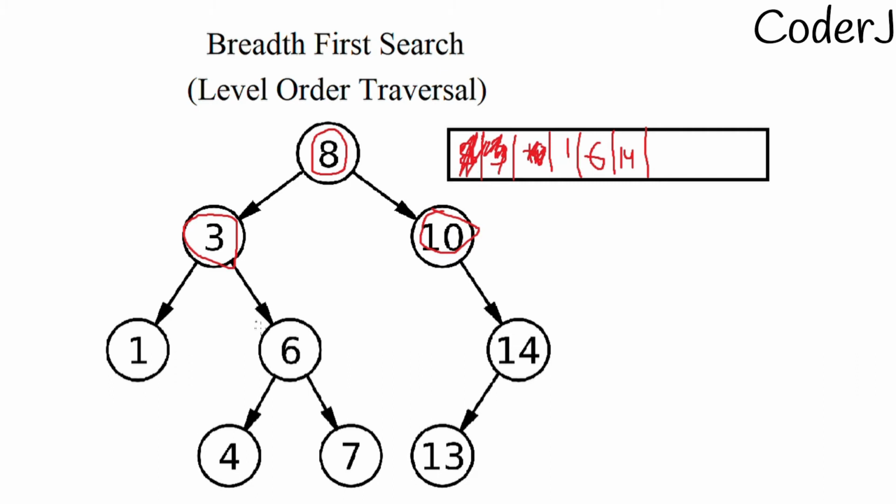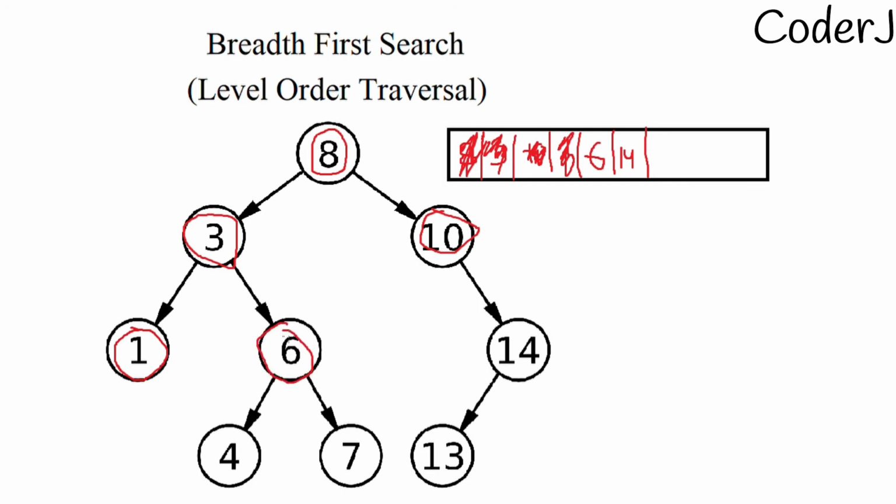So now I'll come to 1. The first thing that you need to do is print 1. Done. Does 1 have a left child? No, it does not. Does 1 have a right child? No, it does not. So if it does not have anything, the last step is to remove 1 from the queue. Great. After that, we have 6. So let's print 6. We have printed 6.